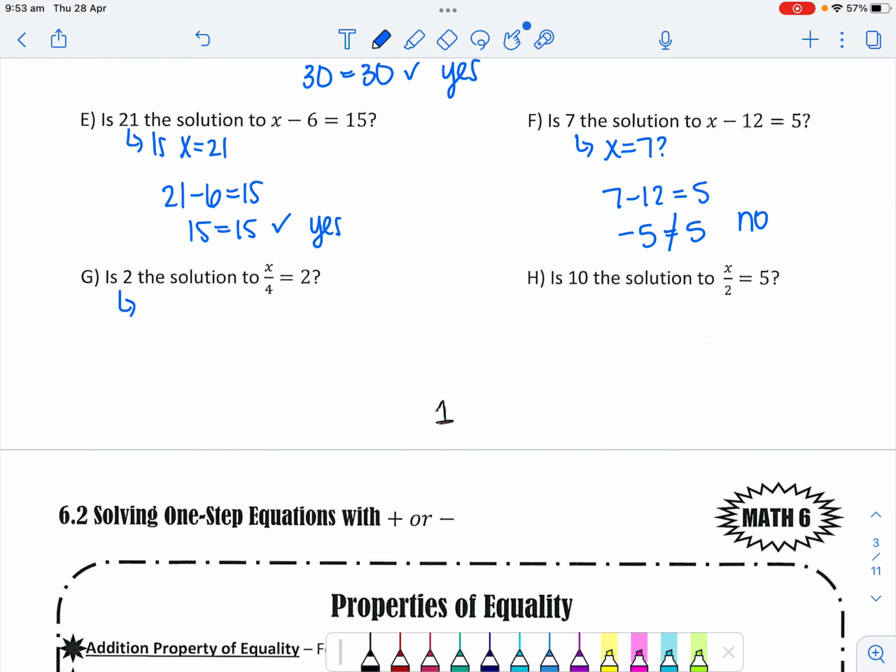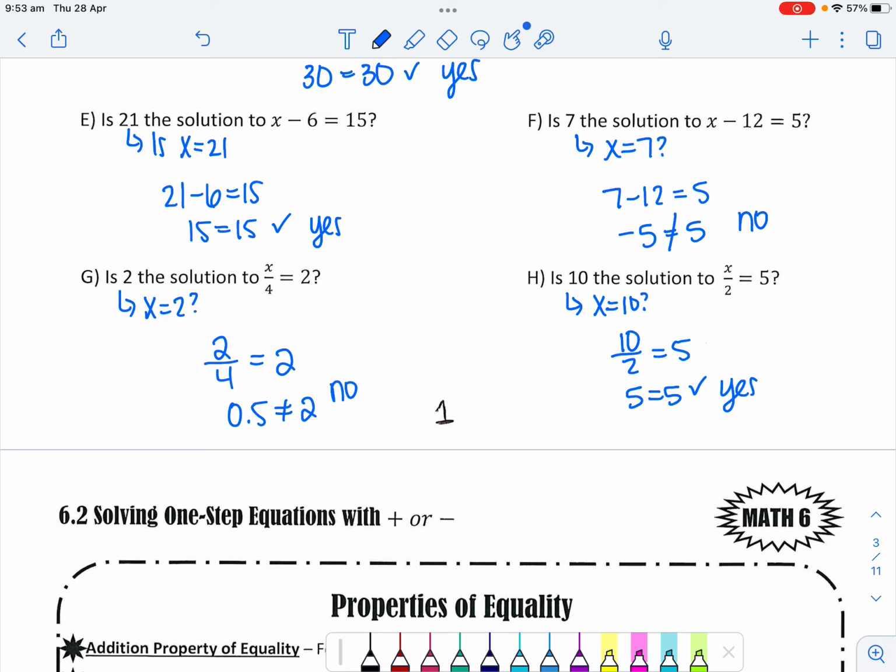For part G, I want to know if x is equal to 2. So I'm going to do 2 over 4 is equal to 2. 2 divided by 4, remember that this fraction represents division. 2 divided by 4 is actually 0.5. 0.5 is not equal to 2, so this is also a no. For letter H, again, same thing. Is 10 equal to x? So is x equal to 10? So 10 divided by 2 is equal to 5. A fraction represents division. So 10 divided by 2 is 5. 5 equals 5. So yes, this is a solution.